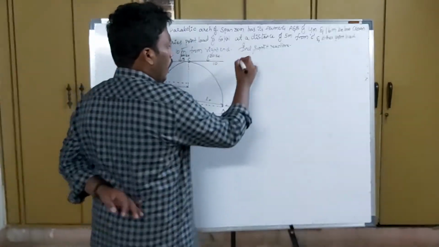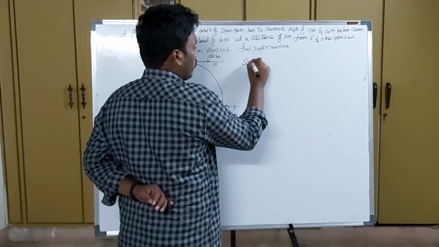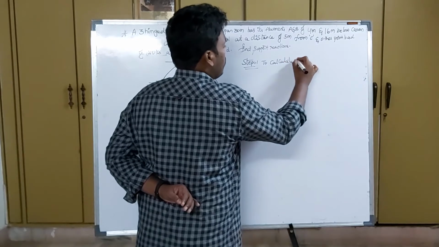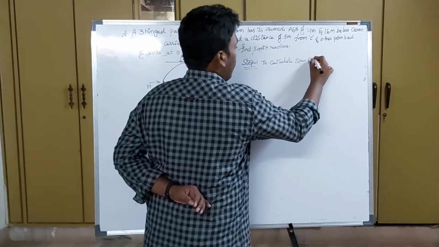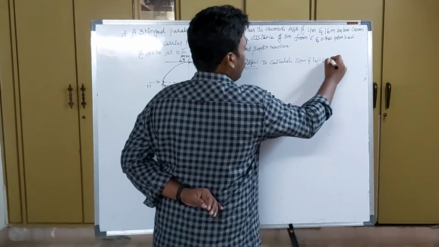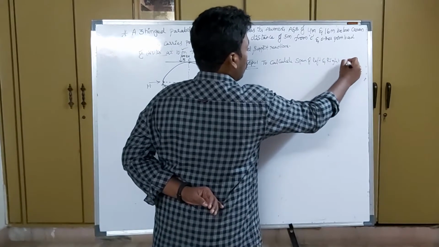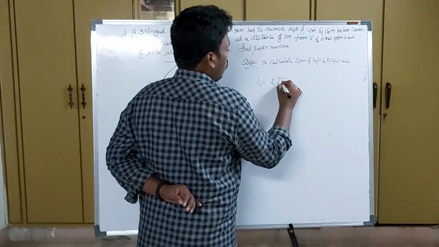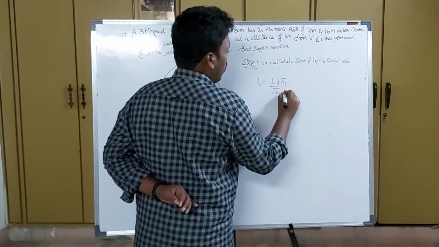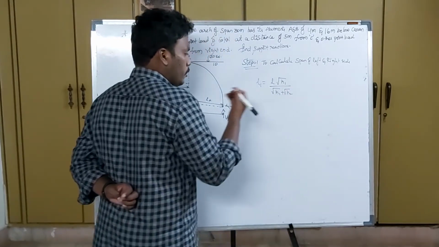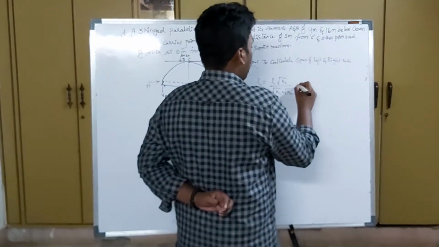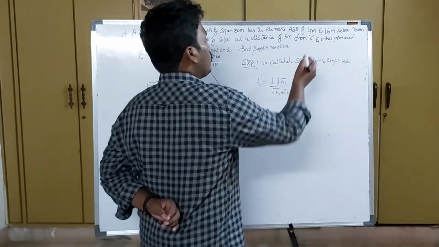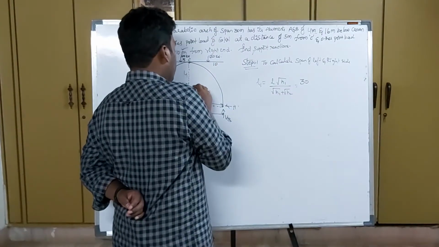ఇందాక చెప్పినట్టుగా now step 1 to calculate spans of left and the right side. So మనకున్న ఫార్ములా ఏంటి? L1 is equal to L into root H1 by root H1 plus root H2. So substituting these values, whole span ఎంత వచ్చిందంటే 30 meters and H1, what will be the height of H1, which is equal to 4 meters and H2 is 16 meters.